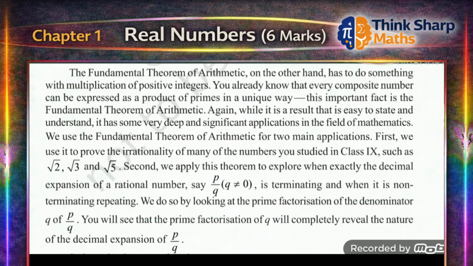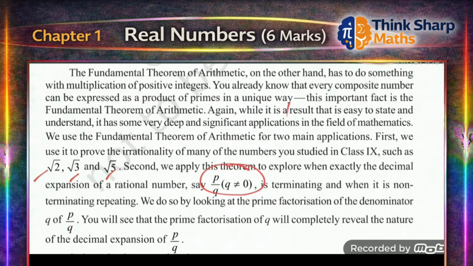Here again they are saying that you have studied this in class 9. So they pre-assume that you have knowledge of some of the irrational numbers which we have discussed already, such as root 2, root 3, root 5. Second, we apply this theorem to explore when exactly the decimal expansion of a rational number, say p by q, where q should not equal 0. This is also an important thing.